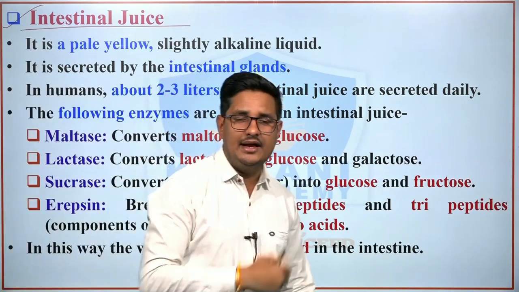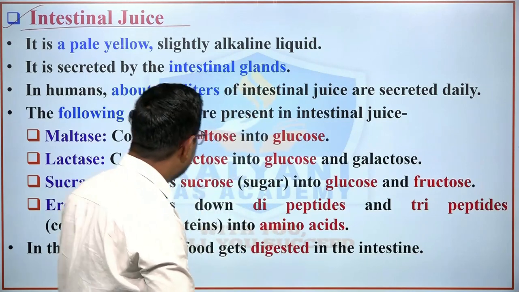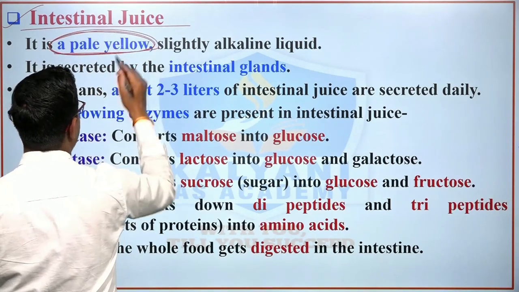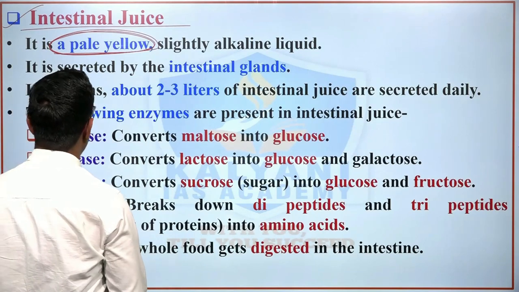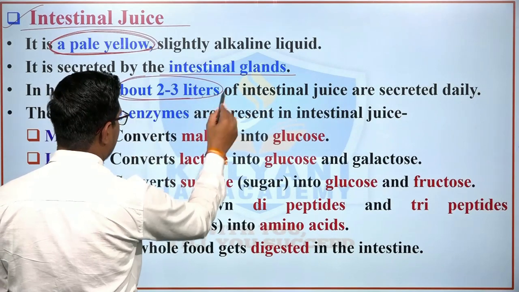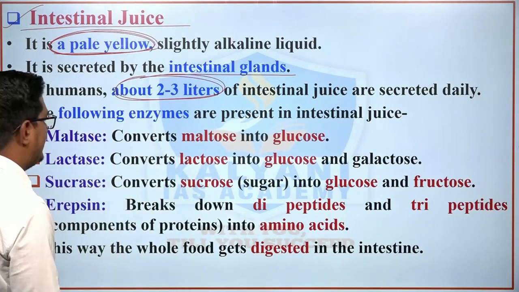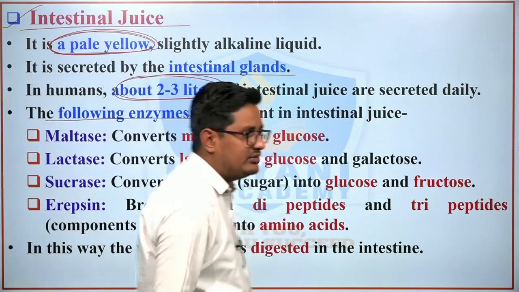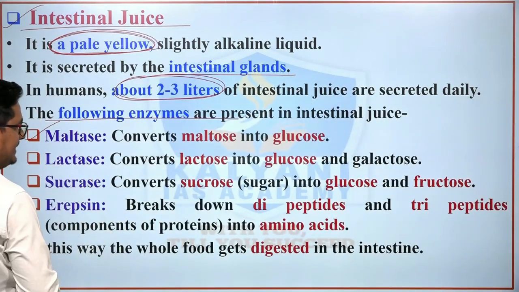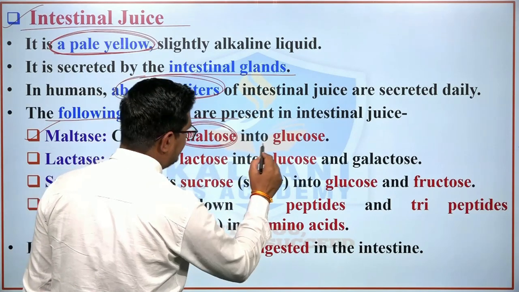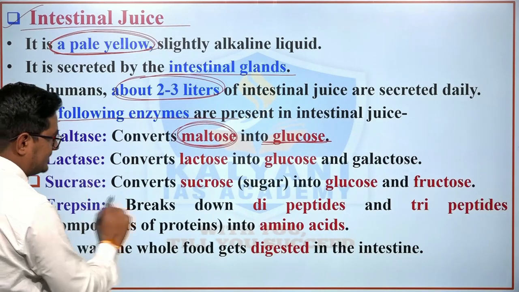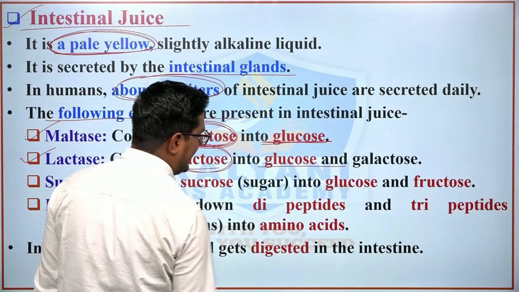Next, intestinal juice, right? As soon as the chyme enters the ileum, right? Ileum, usme aakar kya milta hai? Intestinal juice milta hai. So intestinal juice is a pale yellow, slightly alkaline liquid, right? It is secreted by the intestinal glands, and about 2 to 3 liters of intestinal juice are secreted daily. The following enzymes are found in the intestinal juice. The first is maltase, right? And this maltase converts maltose, which is a disaccharide, to glucose, which is a monosaccharide. Second, lactase, right? Lactase converts lactose, which is a disaccharide, into glucose and galactose.